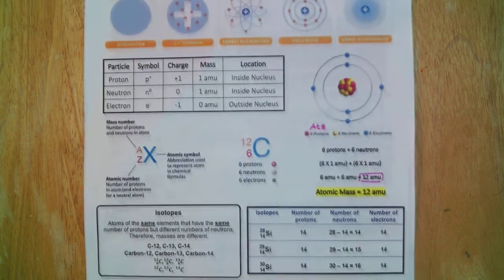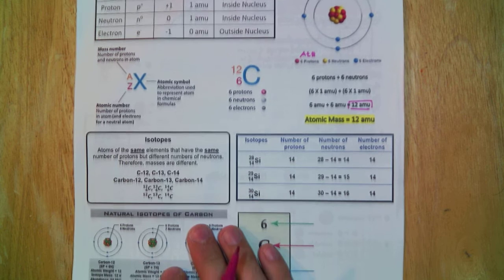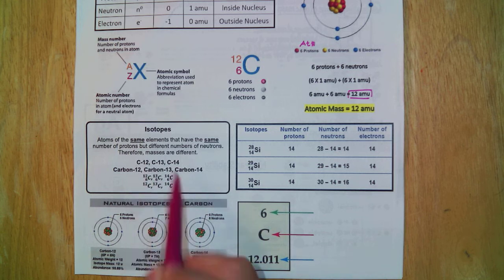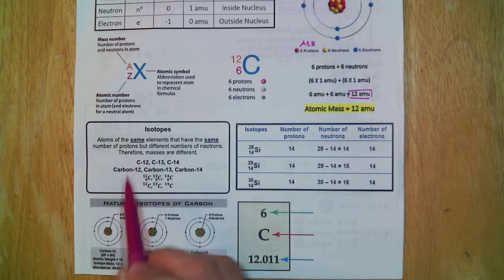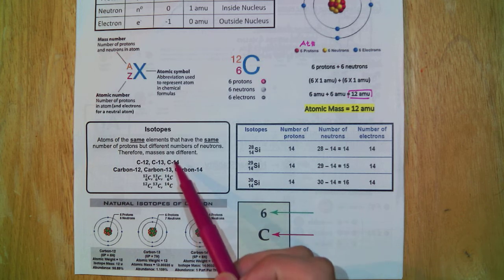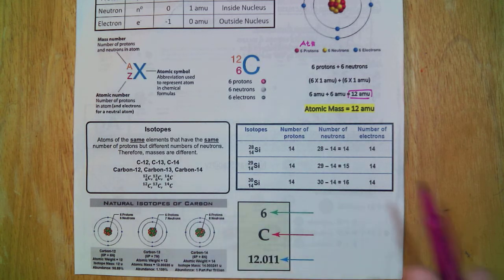Isotopes are atoms of the same element that have the same number of protons but different numbers of neutrons. Therefore, their masses are different. We can notate isotopes in a couple of different ways. The first two are, well, the first one's really a shorthand. The second one is really the name of the isotope, how we would say the name of an isotope: carbon 12, carbon 13, carbon 14.